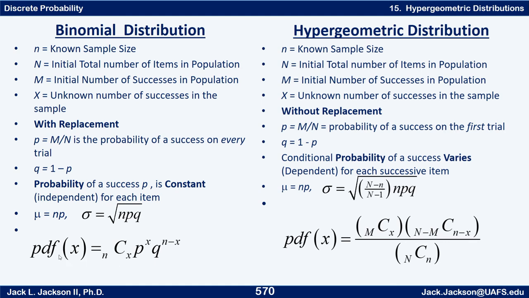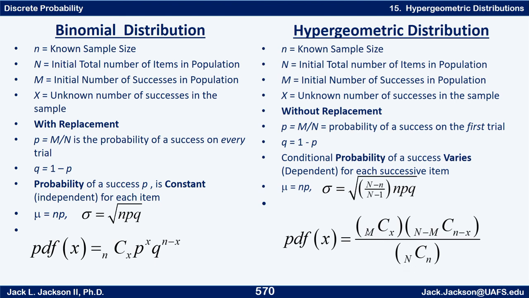Okay, now, for the binomial distribution, we worked out the formula for that earlier. The PDF of x, the probability that x equals little x, is n choose x, times p to the x, q to the n minus x. The PDF, or probability that x equals little x, in the hypergeometric is M choose x, times capital N minus M choose little n minus x, over capital N choose little n.